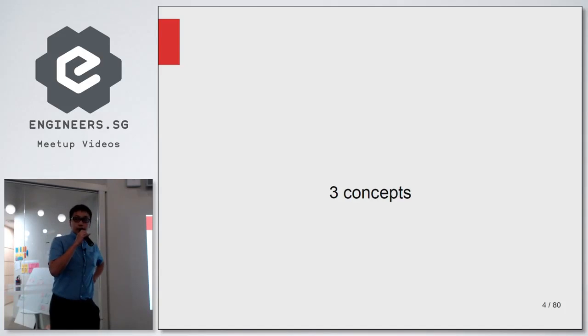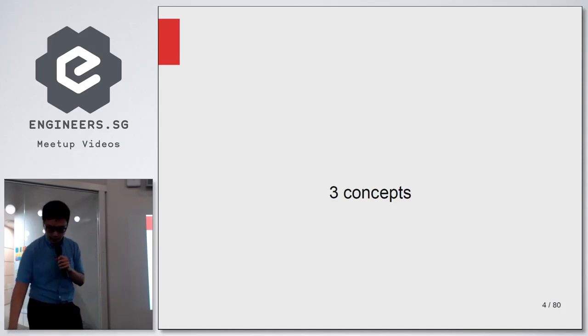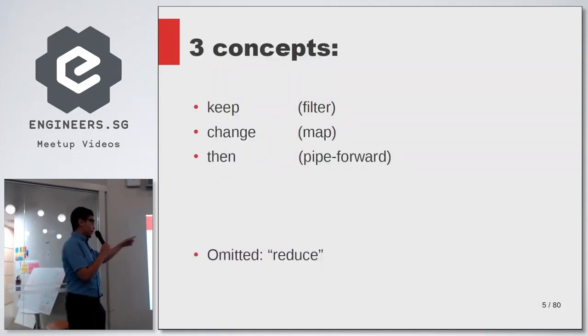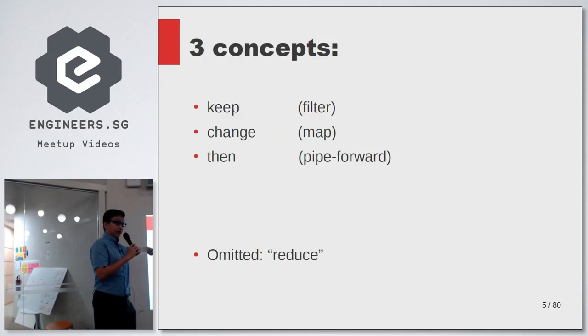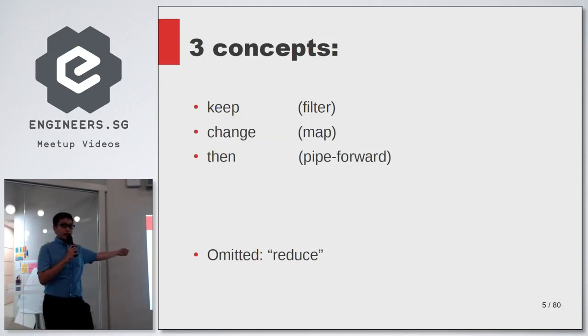So today I would like to illustrate 3 concepts in functional programming, and I want to show you the style of writing code in a functional way, in an F# way. The 3 concepts are keep, change, and then. If you use a more functional language, you may see jargon like filter, map, and pipe forward. I'll keep it simple: keep, change, and then. There's also another keyword called reduce. I'll briefly mention it later.